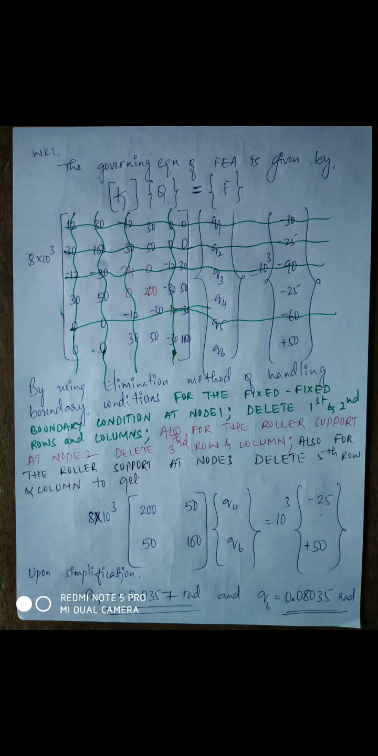When you simplify this particular expression with the calculator, you are going to get the answer for the angular displacements Q4 and Q6 as Q4 equals minus 0.0357 radians and Q6 as plus 0.08035 radians.